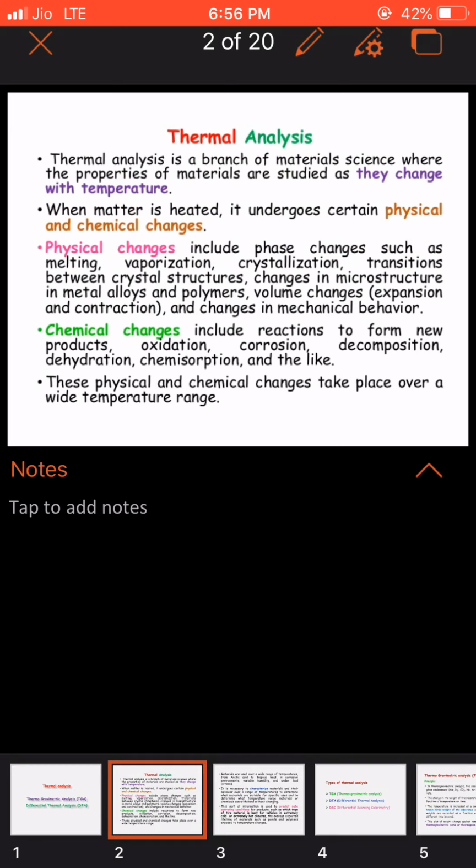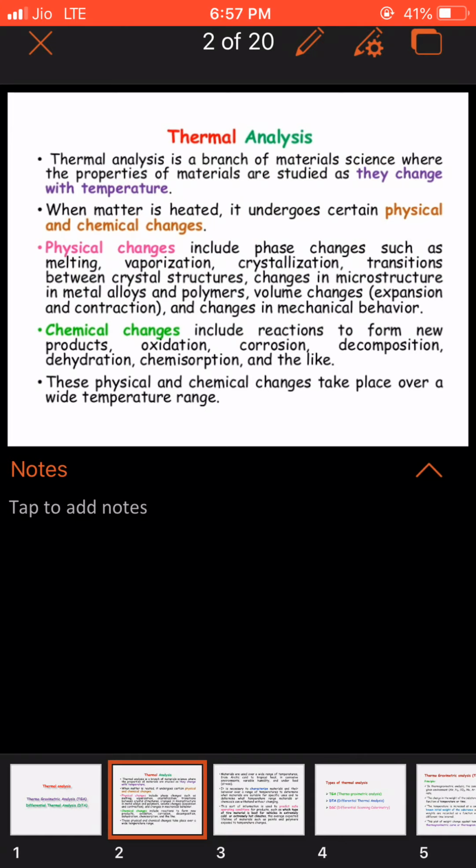We have studied this microstructure, if you remember, in the class previously in the first 2 units. Corrosion, right? Every metal and alloy and polymer will have some microstructure. So when you increase the temperature of that particular material, its microstructure will change.